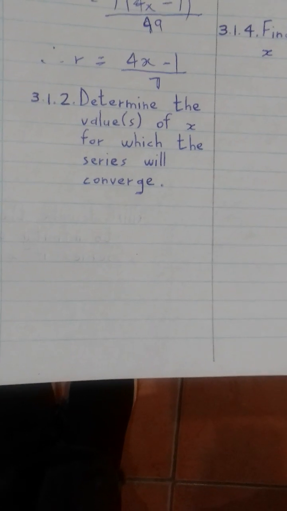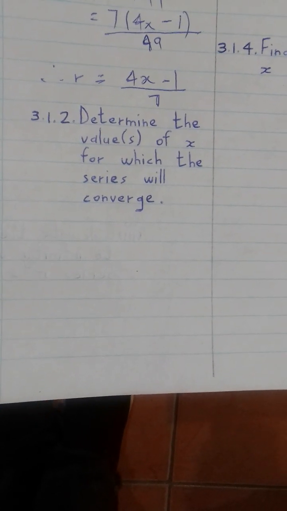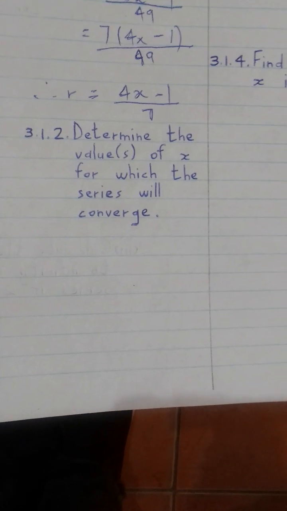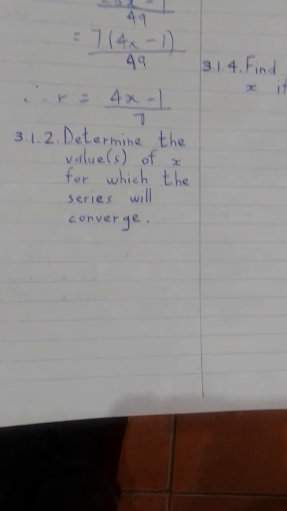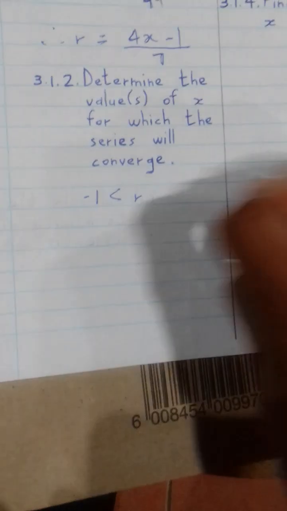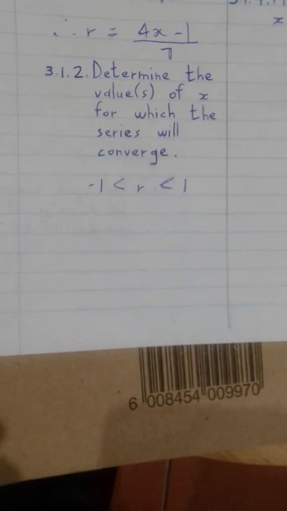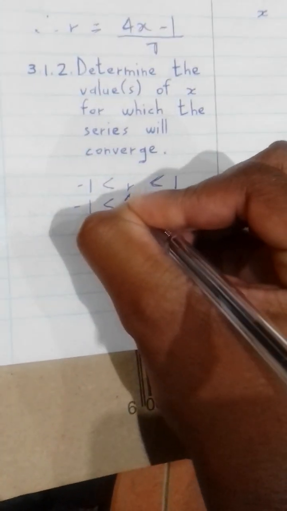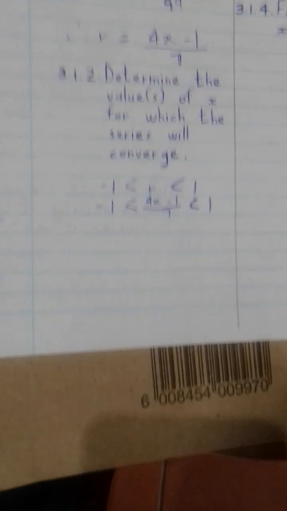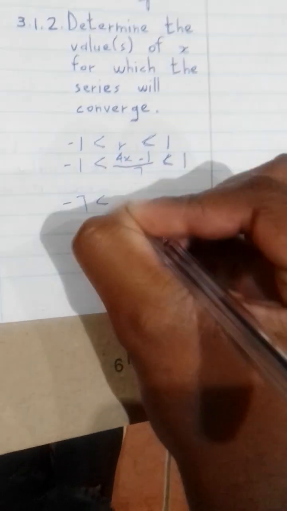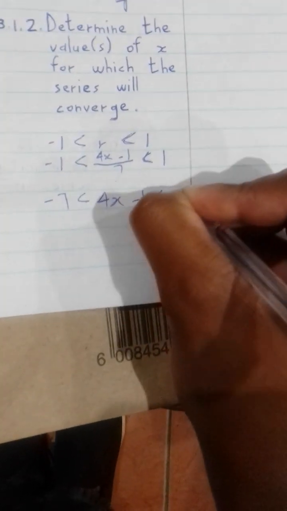3.1.2 states, determine the value or values of x for which the series will converge. Remember, the rule for convergence is R must lie in between -1 and 1. So -1 less than R less than 1. -1 less than R is 4x minus 1 over 7 less than 1. Multiply all sides by 7. We're going to get -7 less than 4x minus 1 less than 7.